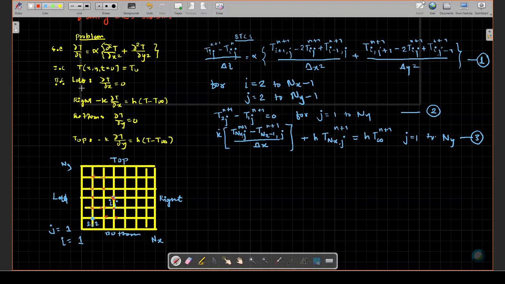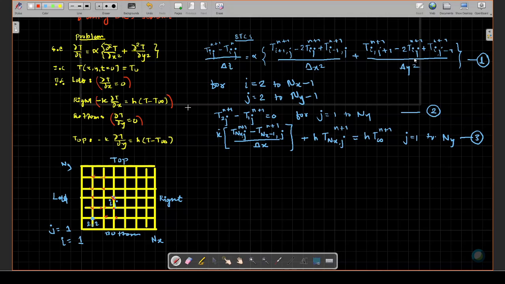Because at boundaries, these are the equations. del T by del x equal to 0 is the equation at the boundary. This equation, dT by dt equal to alpha times this, is for interior points only. Remember this. At boundaries you have these equations: this is the equation at the left boundary, and this is the equation at the right boundary, not this. Got it? Okay, sir.